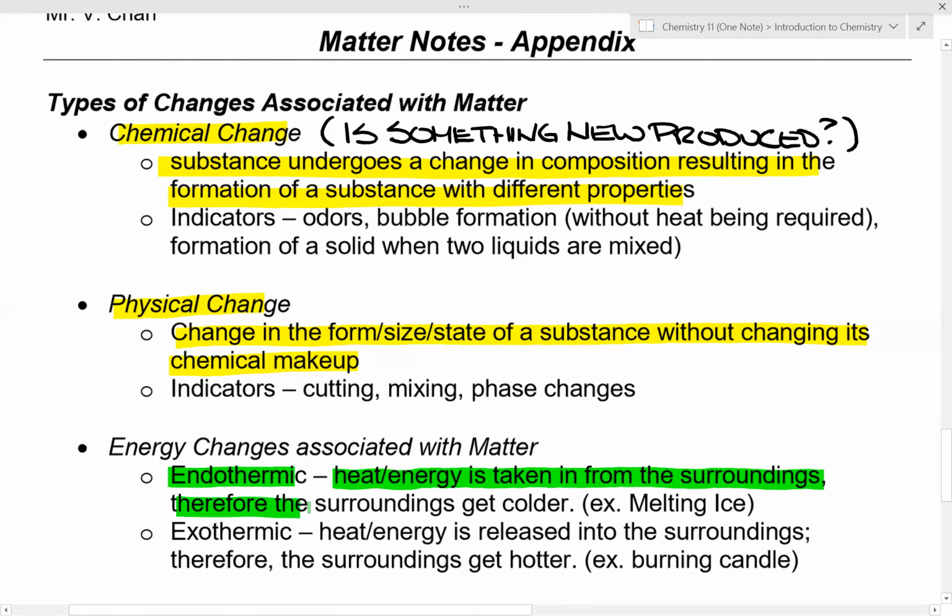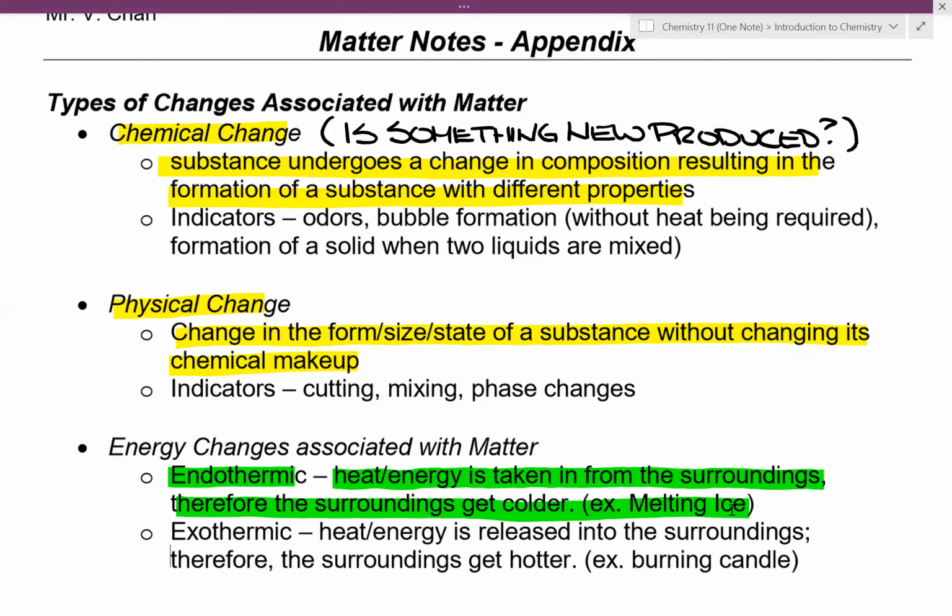Therefore, the surroundings get colder. Like, for example, melting ice. When you take ice and ice is melting in your hands, going from solid to liquid, your hand gets colder. And that's because the ice is extracting heat or removing heat from your hand. And this is why your hand is getting colder. So that is called an endothermic reaction.